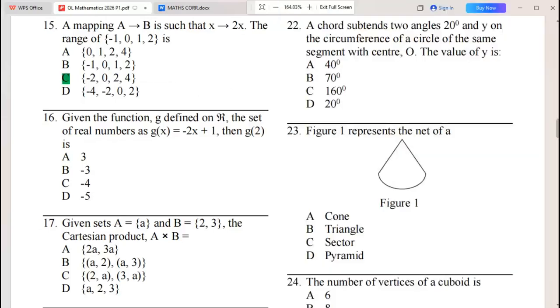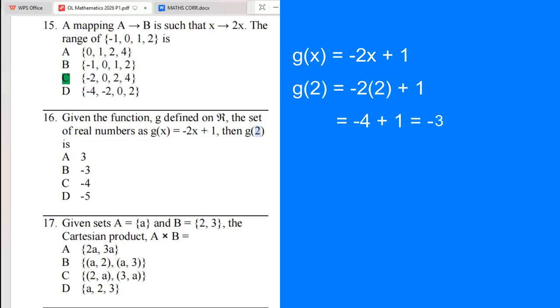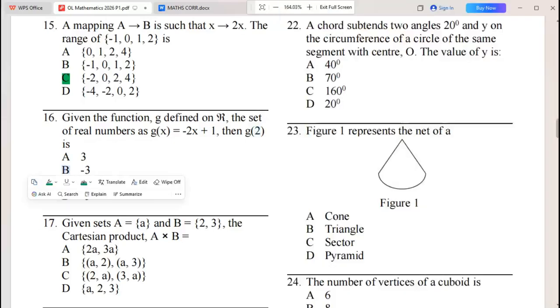Question 16. Given the function g defined on R, the set of real numbers, as g of x is equal to -2x plus 1, then g of 2 is equal to? To find g of 2, we are simply going to replace x by 2 everywhere in g of x. So looking at this, we have -2 times 2 plus 1. -2 times 2 is equal to -4. -4 plus 1 is equal to -3. So for question 16, our answer is B.